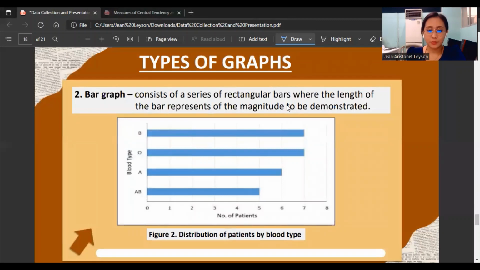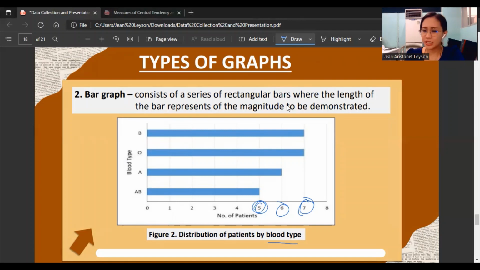Second one is the bar graph. It consists of a series of regular bars where the length of the bar represents the magnitude to be demonstrated. This is the distribution of patients by blood type. So meaning here for B, there are 7. Also for O, there are 7 patients. For A, there are 6. For AB, there are 5. So see that the graph can easily be understood.